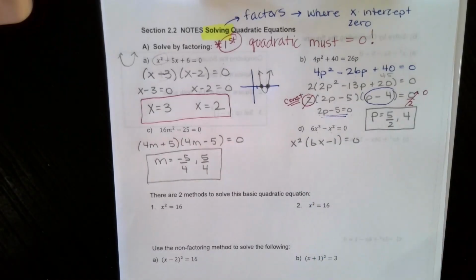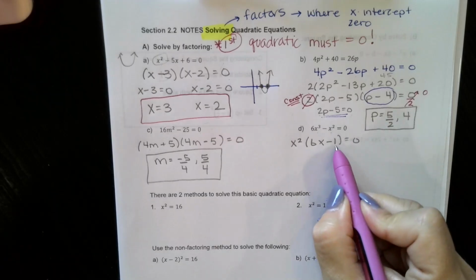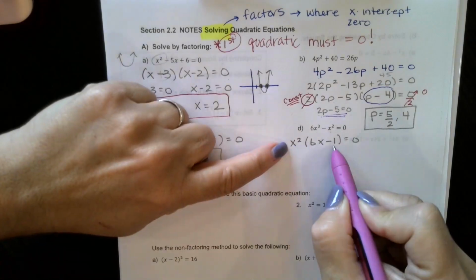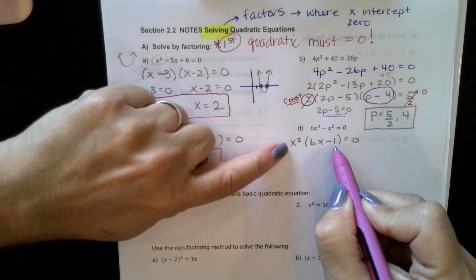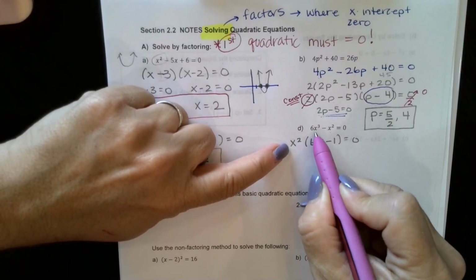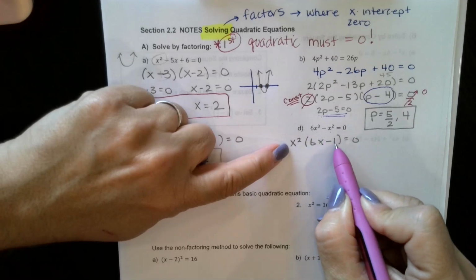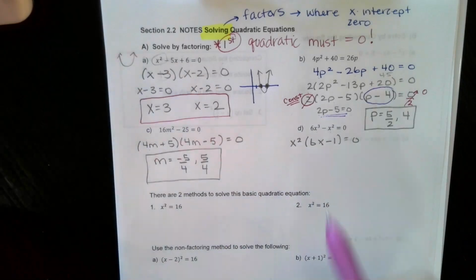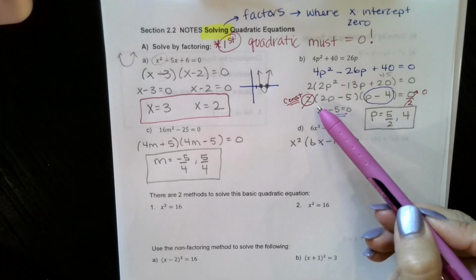Okay, so let's talk about this first. I have to have this minus 1, right? Just because I pulled out this x squared, it doesn't go away, right? So think about it. If you were to distribute this back in, I would have 6x cubed. If I would distribute this back into the negative 1, I would have negative x squared. Okay, so super important.